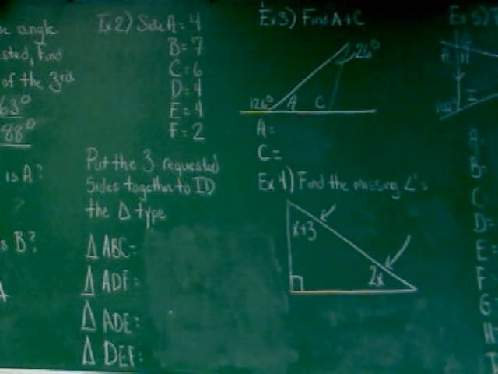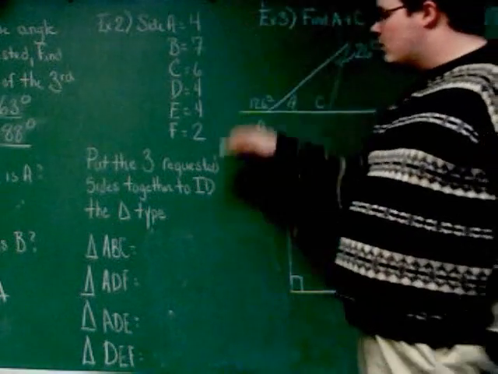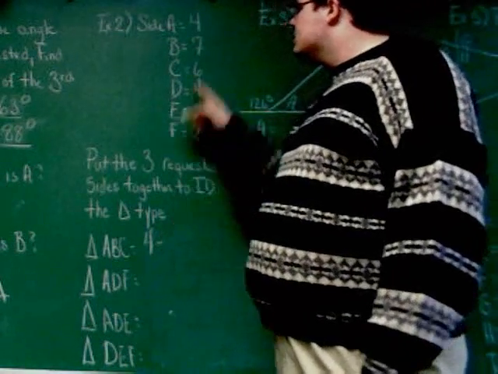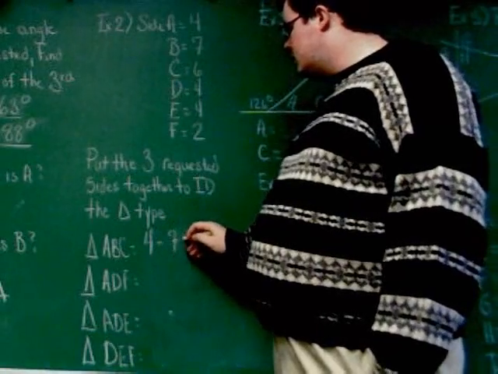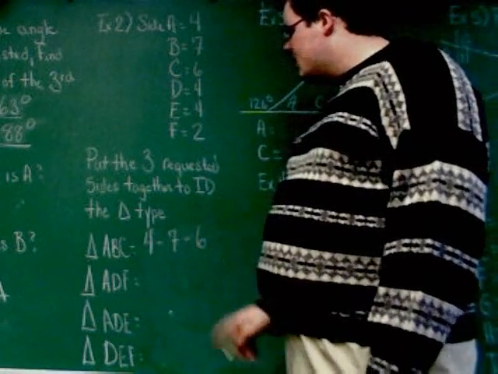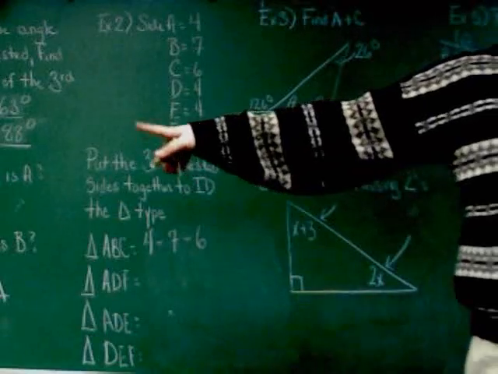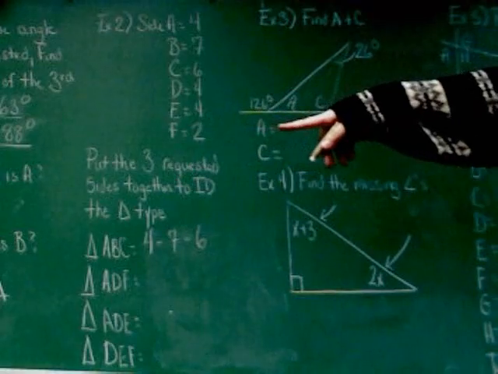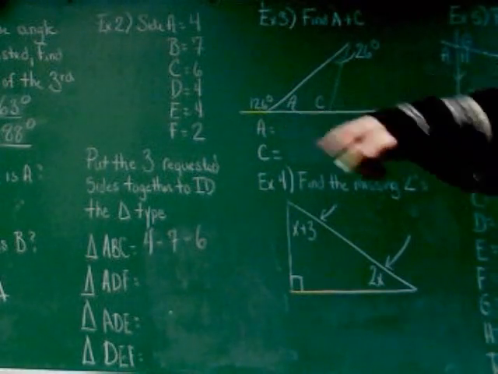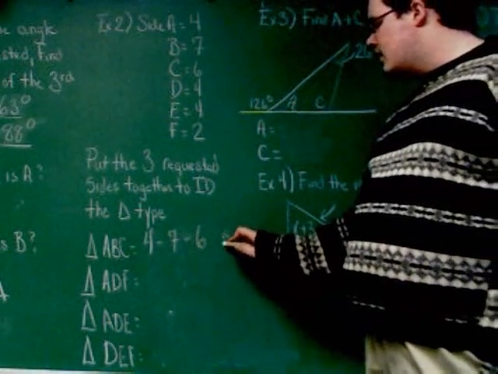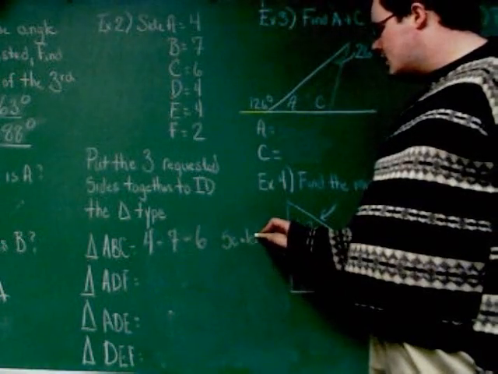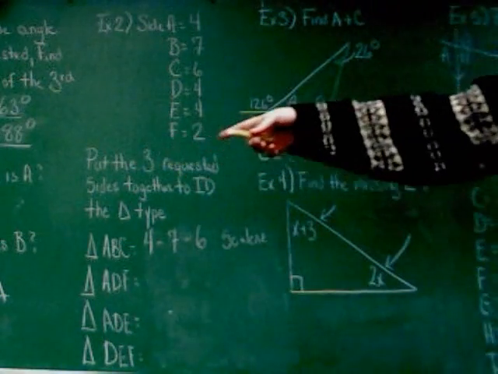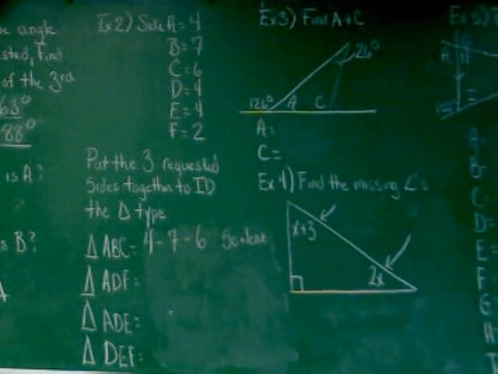Okay, so we'll start with ABC. What do we know about triangle ABC? We know that side A measures 4, side B measures 7, and side C measures 6. Based on those 3 numbers, I'm supposed to identify if it's equilateral, isosceles, or scalene. Well, the one where none of the numbers are the same is scalene. So this happens to be a scalene triangle. If 2 of the numbers are the same, then it's isosceles. If all of the numbers are the same, then it's equilateral.